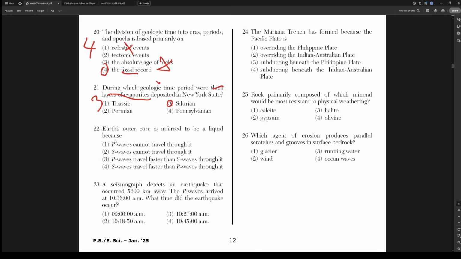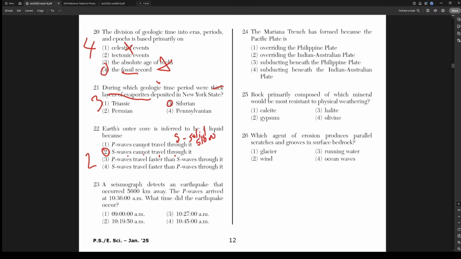Okay. All right, we got a P wave and an S wave. Earth's outer core is inferred to be a liquid because S waves can only travel through solids and they get absorbed in the outer core. So S waves cannot travel through it is the right answer. That is memorizable. I remember it by S waves are solid. They can only travel through solids and they're slow. S for solid, S for slow.